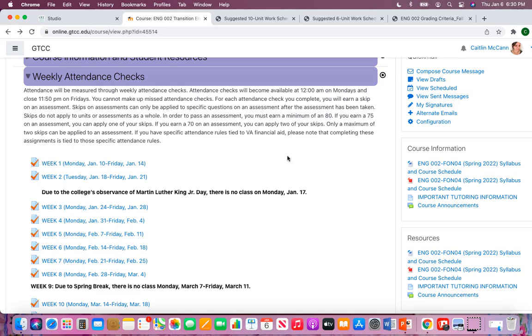For each attendance check you complete, you will earn a skip on an assessment. Skips on assessments can only be applied to specific questions on an assessment after the assessment has been taken. Skips do not apply to units or assessments as a whole. In order to pass an assessment, you must earn a minimum of an 80. If you earn a 75, you can apply one of your skips. If you earn a 70, you can apply 2 of your skips. Only a maximum of 2 skips can be applied to an assessment. If you have specific attendance rules tied to VA financial aid, please note that completing these assignments is tied to those specific attendance rules.